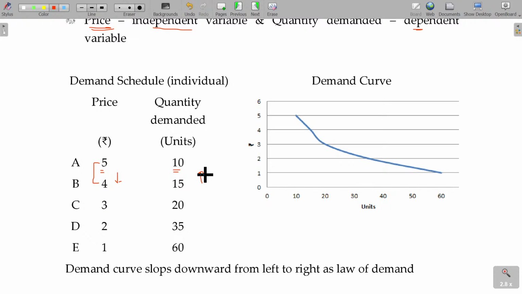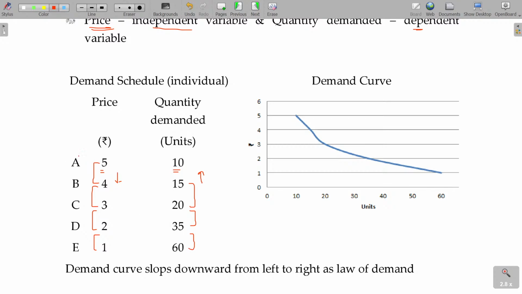Higher the price and lower the quantity demanded, and vice versa. Higher the price, lower the quantity demanded. If the price decreases further to 3, then the quantity demanded increases from 15 to 20. If the price decreases from 3 to 2, the quantity demanded increases from 20 to 35. And then if the price decreases furthermore, quantity demanded will increase.